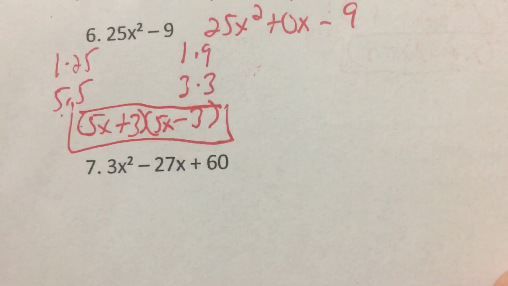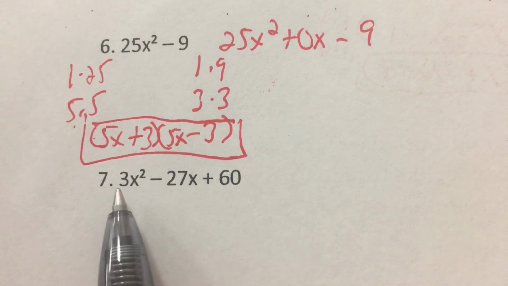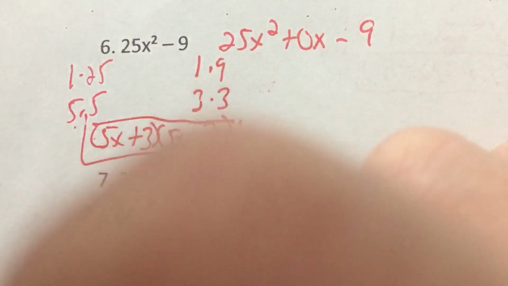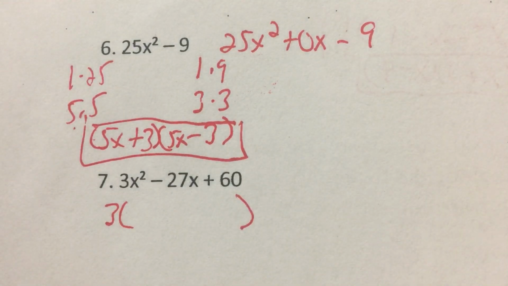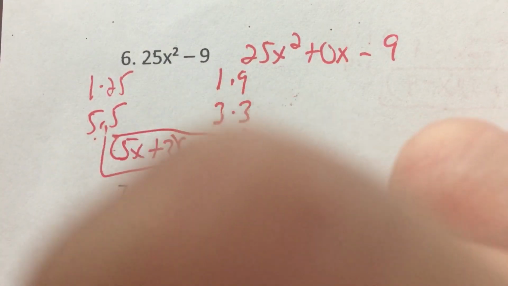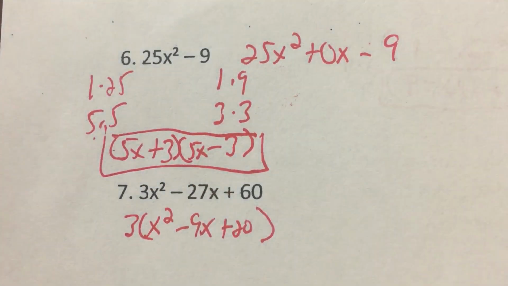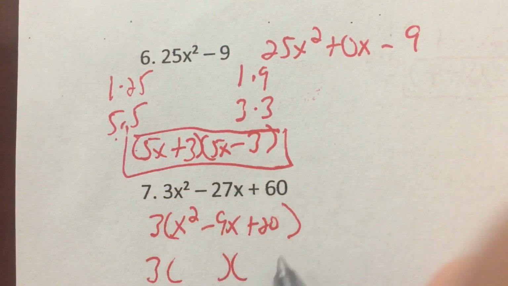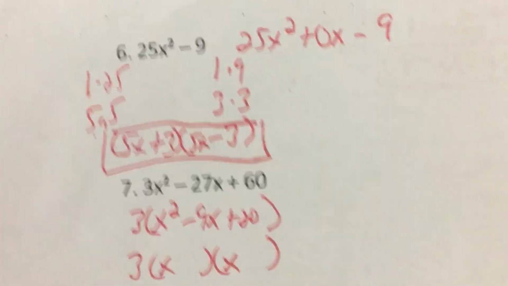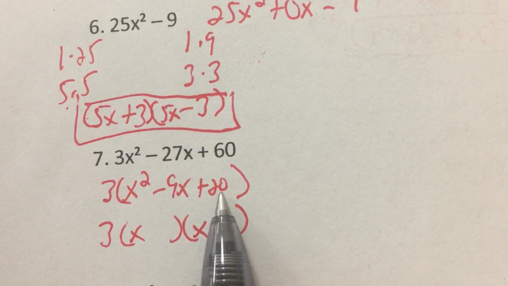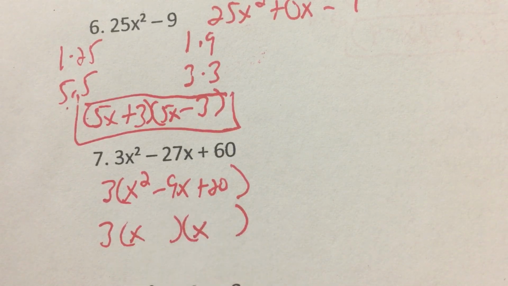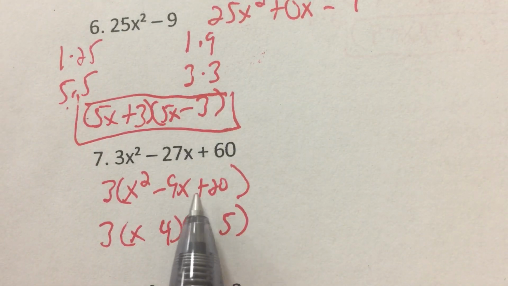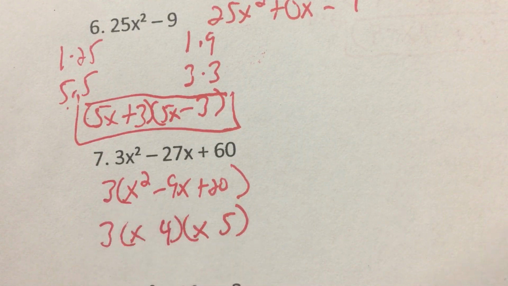Okay. Let's take a look at number 7. All of these can be divided by the leading coefficient of 3. So I'm going to factor out 3. That would give me x squared minus 9x plus 20 on the inside of that parentheses. When I factor the inside trinomial, numbers that make 20 that will add up to make 9 are 4 and 5. My signs would have to be the same, so they're both going to be negative.